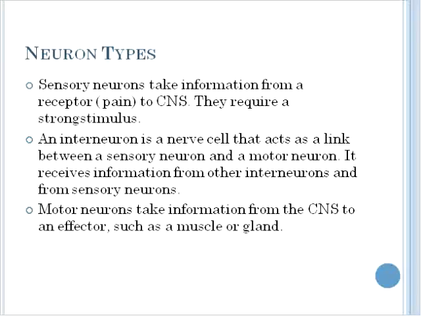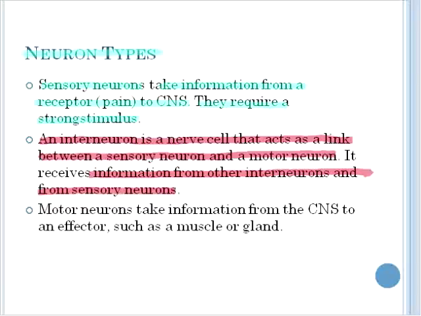Now, neuron types fit into three groups. Sensory neurons, which we've spoken about previously, take information from a receptor to the central nervous system. Pain is one example. They do indeed require a strong stimulus to get started. Interneurons, on the other hand, act as a link between the sensory, information coming in, and a motor neuron, information going out. It receives information from other interneurons and also from sensory neurons. Motor neurons, the third type, take information from the central nervous system to an effector, such as a muscle or a gland.